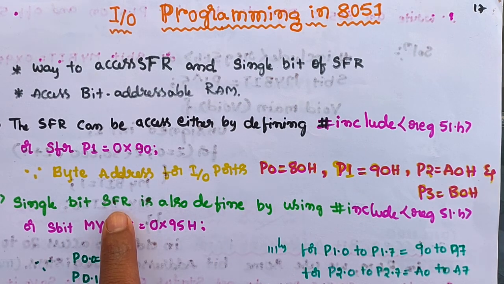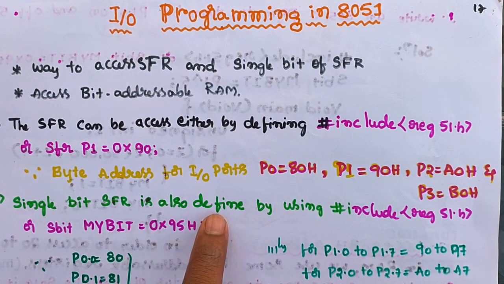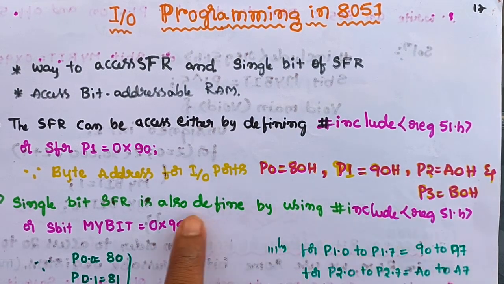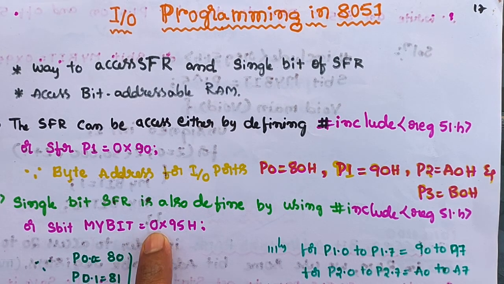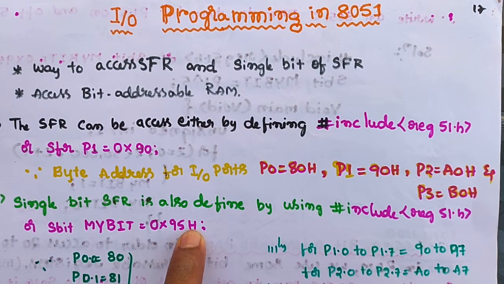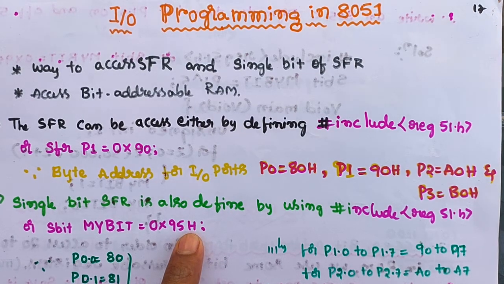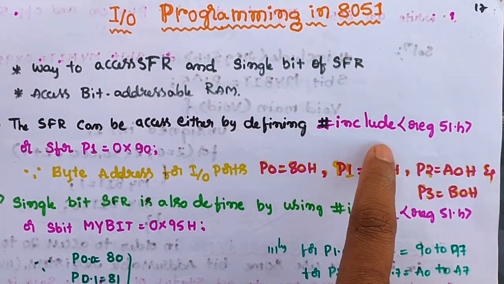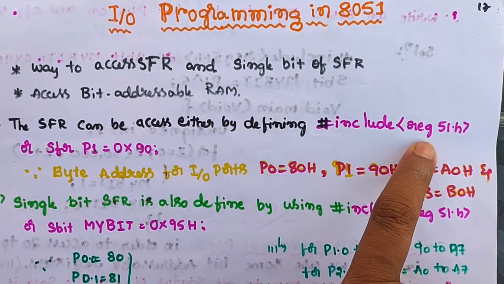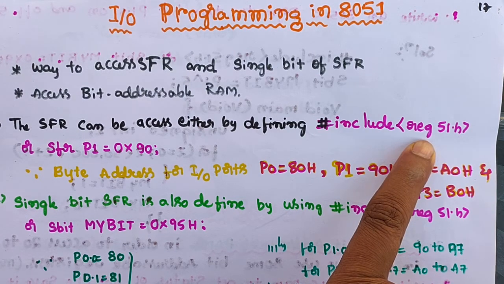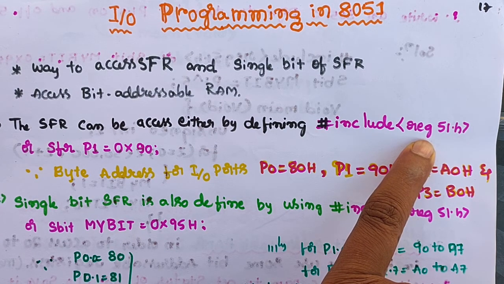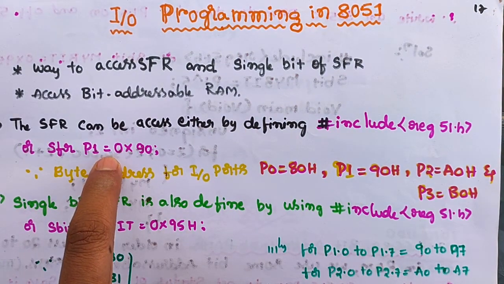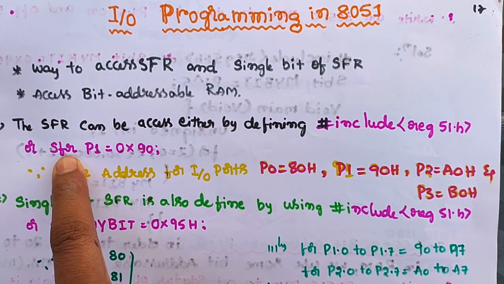Likewise, the single bit special function register is also defined by using #include reg51.h, or sbit mybit = 0x95. That means we can define the special function register, because this library file holds all the port addresses or data memory locations, that is an inbuilt file. But if you want to specify it individually, you can define the special function register before void main in the main program.